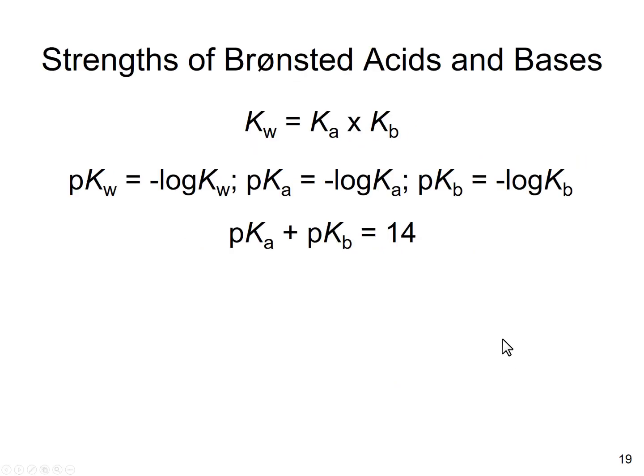Now to summarize, the strength of Brønsted acids and bases is determined by the equilibrium constant, or the pK. And here we can also define that the Kw is the product of the Ka times the Kb. That's a definition that you can remember. The pKw is the negative logarithm of the equilibrium constant of the autoprotolysis, Kw. pKa is the negative log of the Ka, and pKb is the negative log of the Kb. And the sum of the pKa and pKb must give rise to 14, which is pKw.